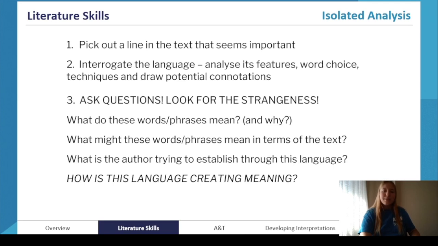And then asking questions, looking for the strangeness. So questioning can look like asking yourself, what do these words mean and why? What's the significance? What could they mean in terms of the text? Or what is the author trying to establish through this language? Essentially, all of these questions lead into this one question: how is this language creating meaning, and what sort of meaning is it aiming to create? If you need the smaller questions that are broken down to prompt yourself, use that. But if you're a student that's capable to just ask yourself, how is this language creating meaning, and get a lot out of that, you can stick to that, having all of these ideas in mind.